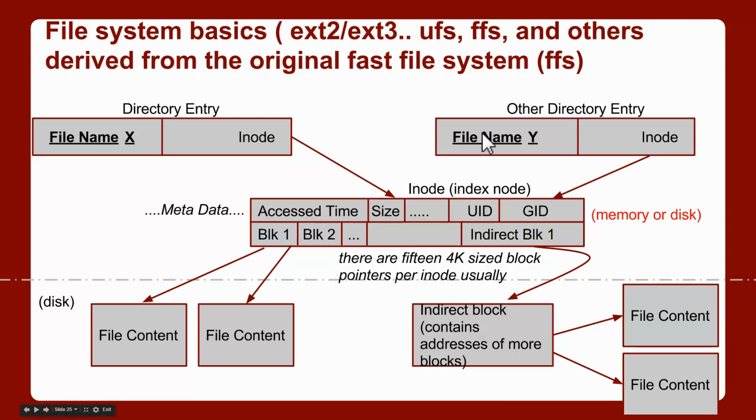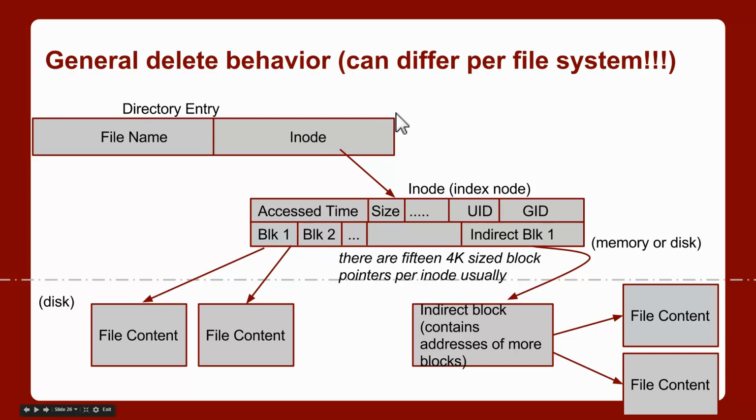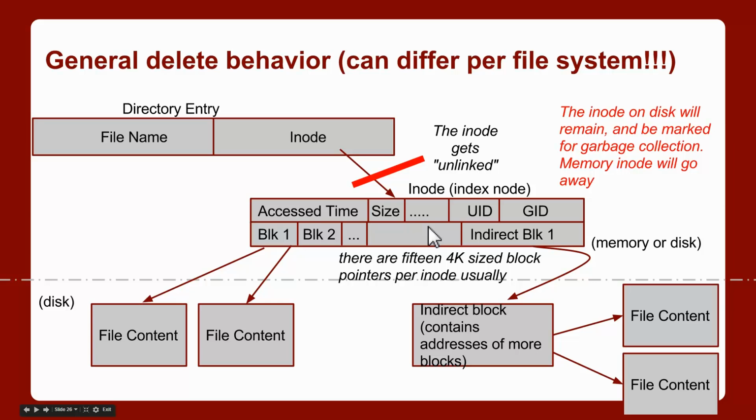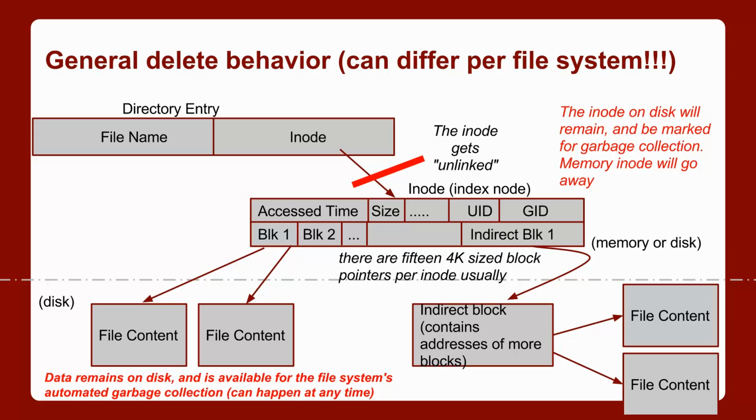So there's nothing preventing a system from having two file names that point to the same index node, and in general, what happens when you delete a file is that it just gets unlinked. The inode entry will still remain intact, and the file content will still be there on disk. They will be marked for garbage collection, and eventually the memory inode will go away. But the data is going to remain on disk.